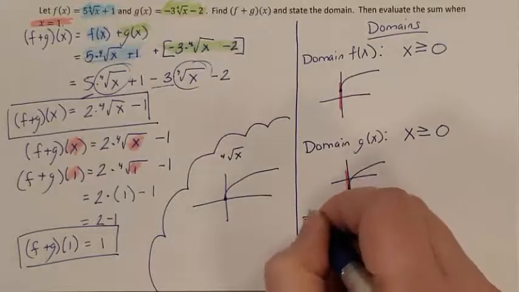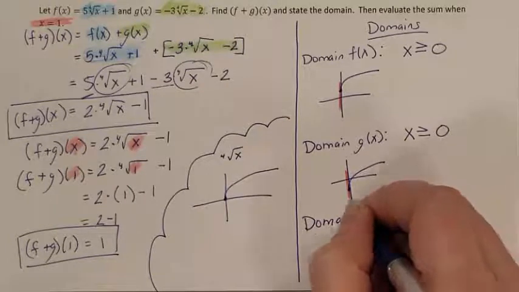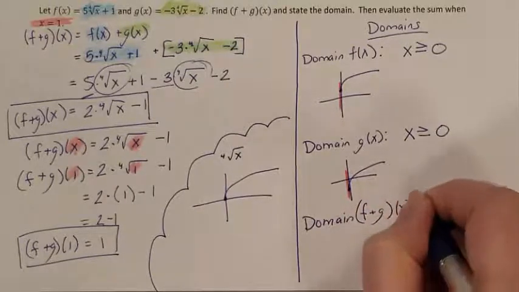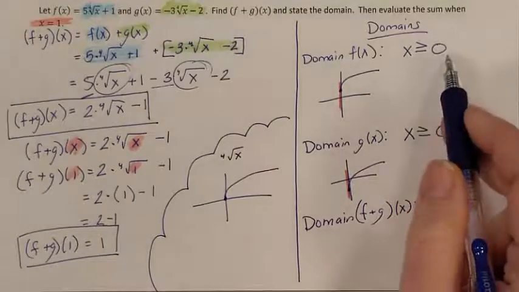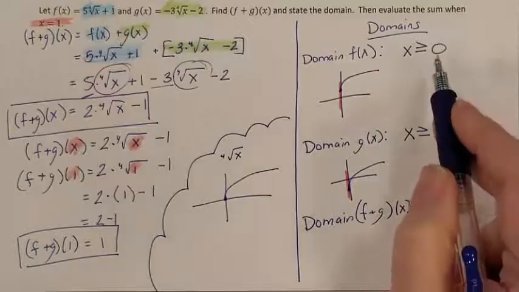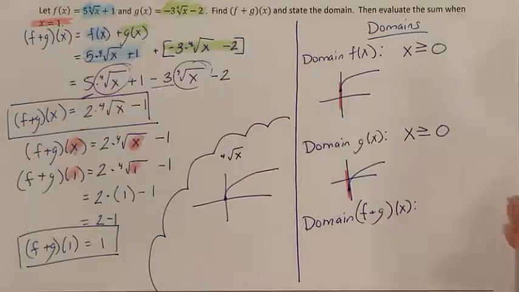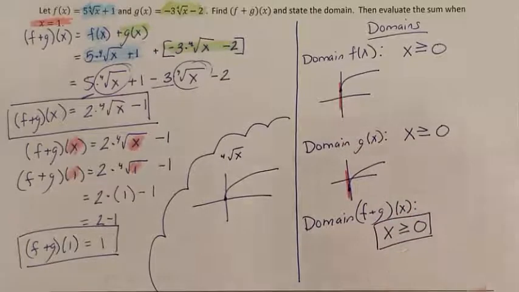So now I need to look at the domain of my f plus g rule. What do these two have in common? F says use only positives. G also said only use positives. Only positives, only positives. What do they have in common? Only using the positives. And that is my domain.